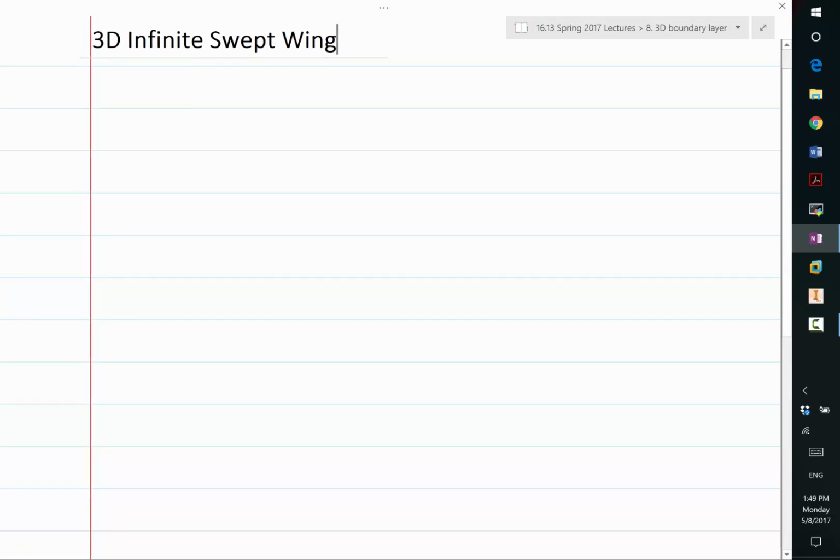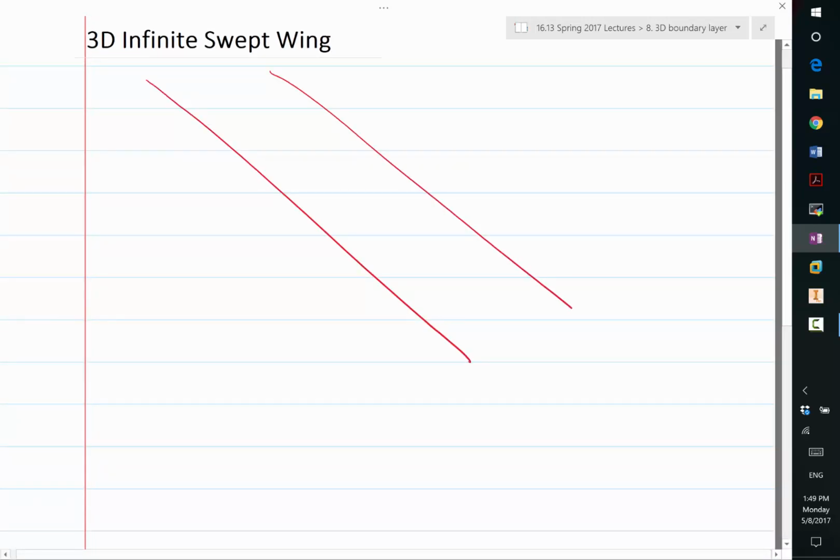So let's consider an infinite swept wing, right? Basically I have a swept wing like that, and the flow is going here. Imagine the leading edge of the infinite swept wing. At the leading edge, what direction is the shear stress? Or let me say, what is the UE at exactly the leading edge?